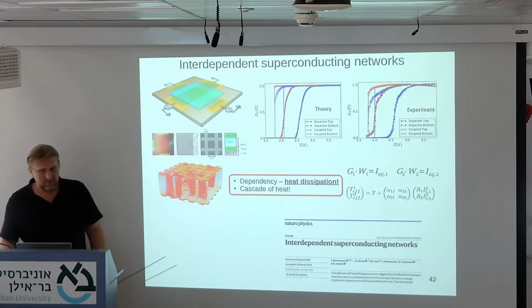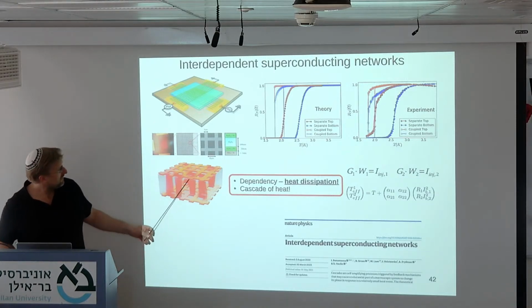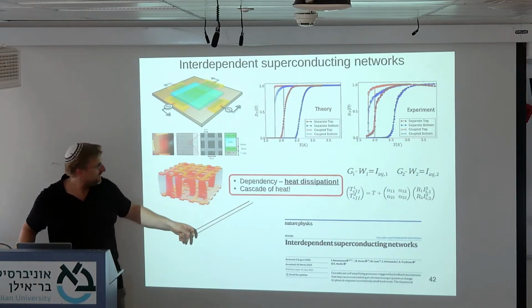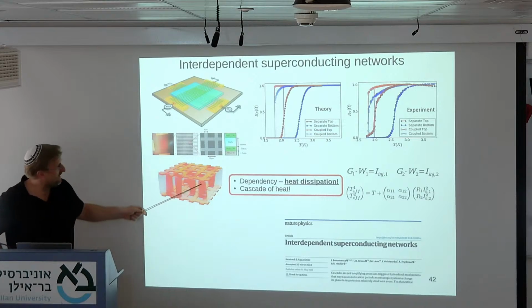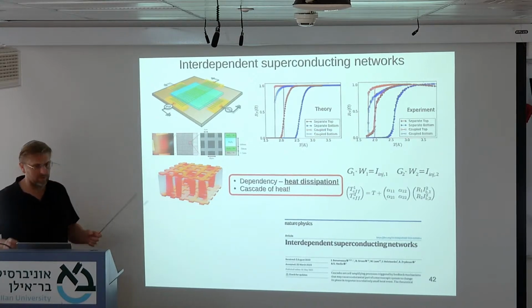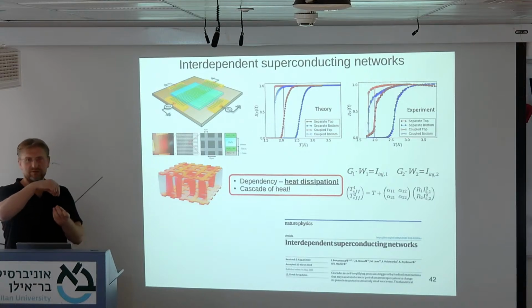Good. Any questions for this? What's the red in the picture? This one? Yeah, the red. So these are the links. The dependency links here are basically heat columns, so to say.